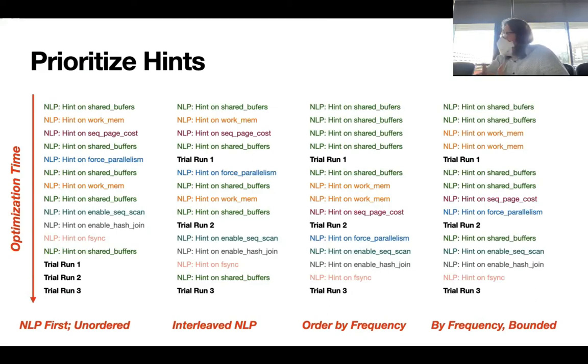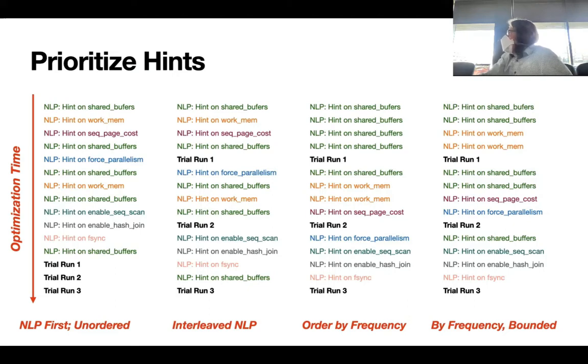So we still prioritize parameters that are frequently mentioned, but we set a limit of hints that we can consider about the same parameter in a row before we switch to hints about the next configuration parameter. So this is one example of how that would work.